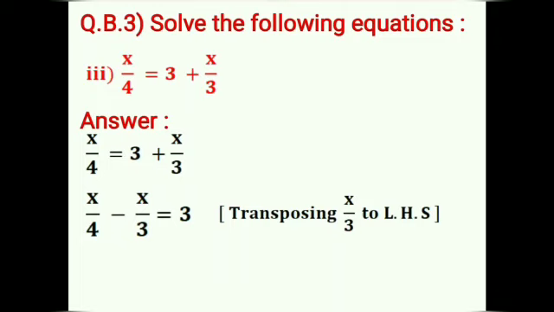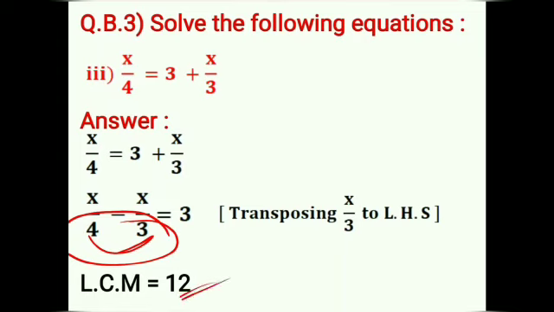So now this one is a subtraction of fractions. Okay, so we have to make the denominators equal. So how to make denominator equal? So first calculate LCM. So what is LCM here? 4 3s are 12. So we have to make the denominator 12.